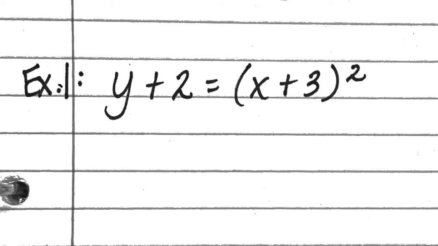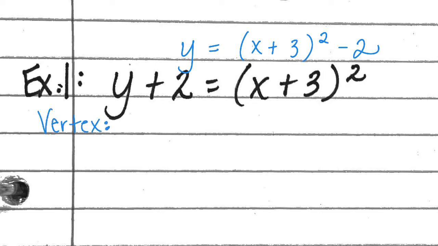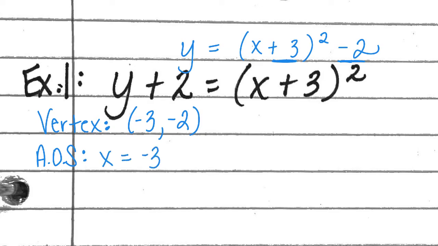Example 1 says y plus 2 is equal to x plus 3 quantity squared. Now, I probably would put this in here and bring the 2 over by subtracting it. So the first thing I'm going to ask you is, do you know what the vertex is? Remember, the vertex is the (h, k). But the h coming out of that parenthesis has to be a sign change, and the k will be the same, -2. The axis of symmetry is a line, and I'm going to graph this for you in a little bit, but remember this has to be x equals the h, which is -3.